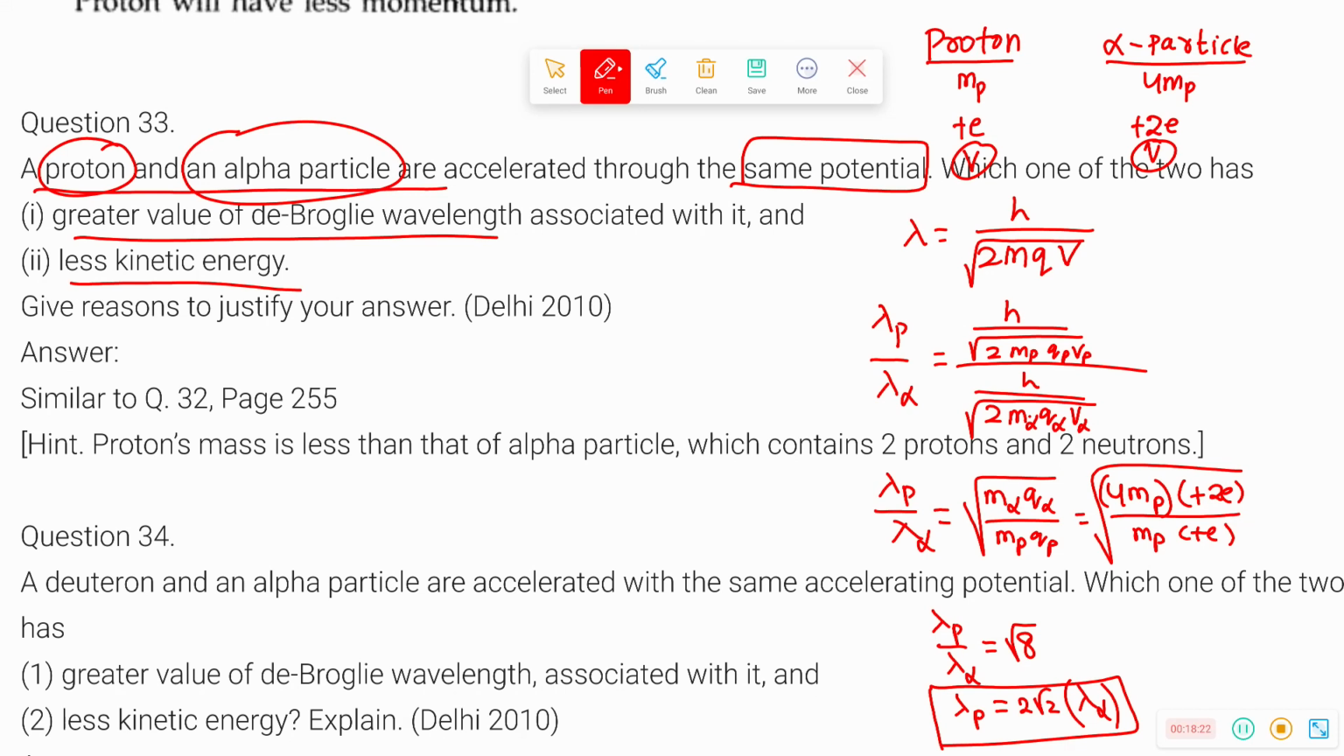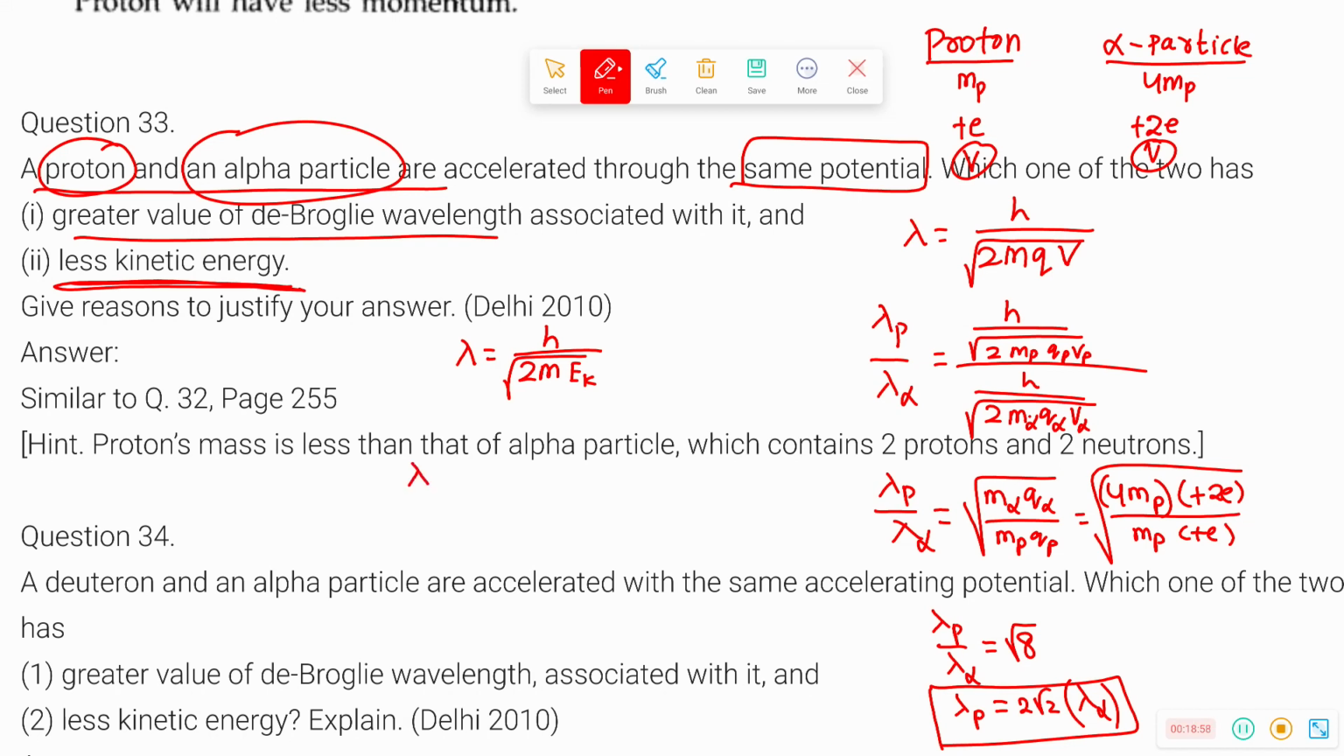Okay, so remember this. Now the next question: which will have less kinetic energy? What will be the answer? Wavelength is inversely proportional, so if a proton is having more wavelength... but you can check once. See, lambda equals h by root of 2m into EK. This is the kinetic energy relation.